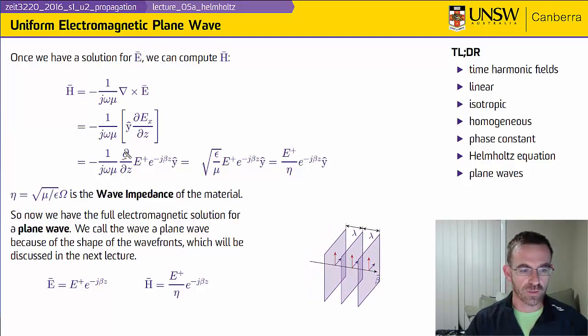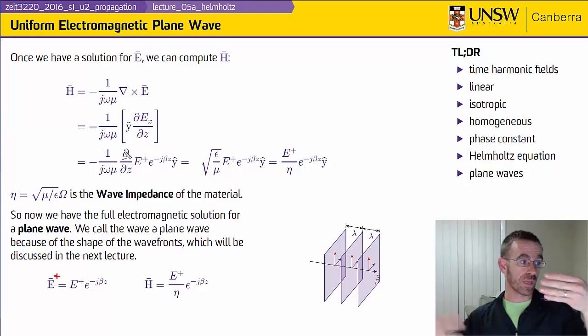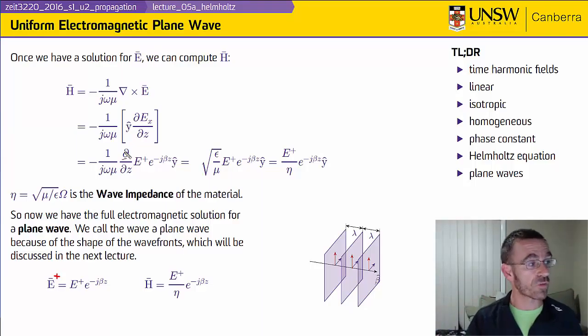And my solutions take this form. This is for the forward propagating wave. I could also have a negative propagating wave, and that's a problem you're going to do in your tutorials for this section, so you'll do the solution for the negative propagating wave. And I can have both waves present at the same time. I can have a forward propagating wave and a minus propagating wave, and they're going to interact with each other. We'll talk about interference in the next lecture when I've got waves propagating in both directions.